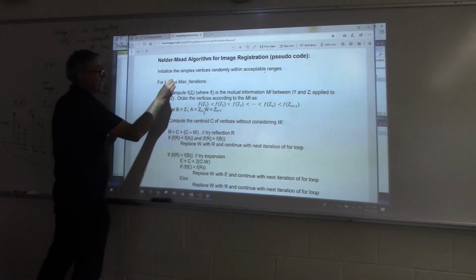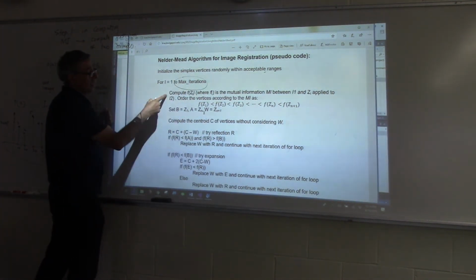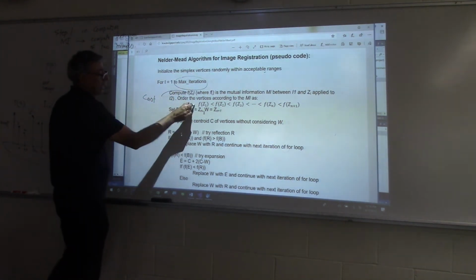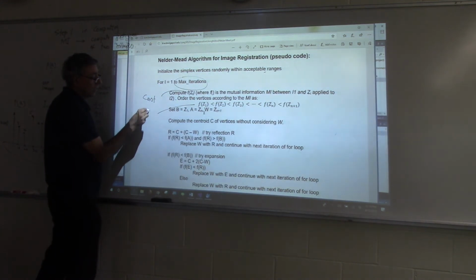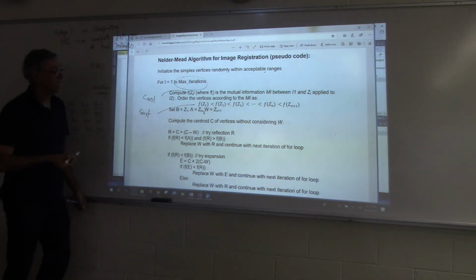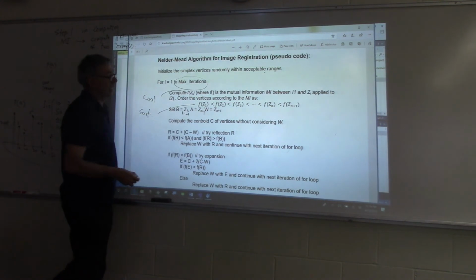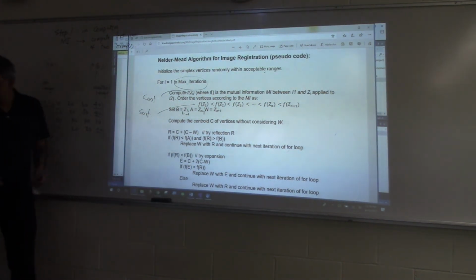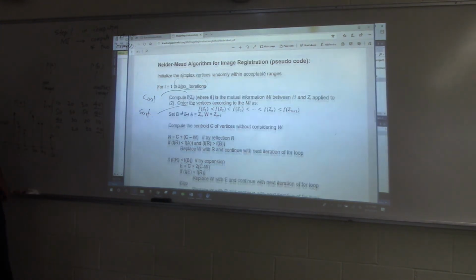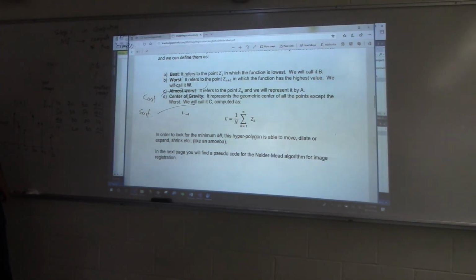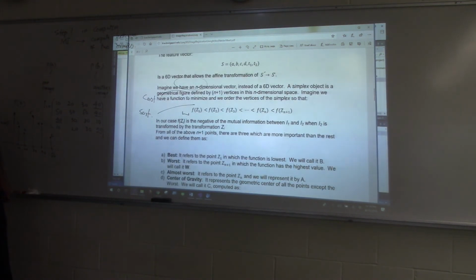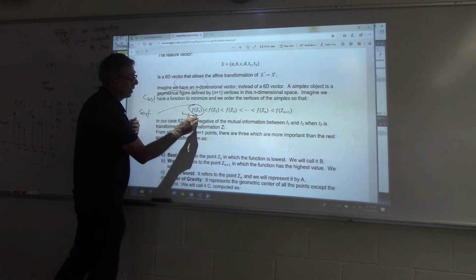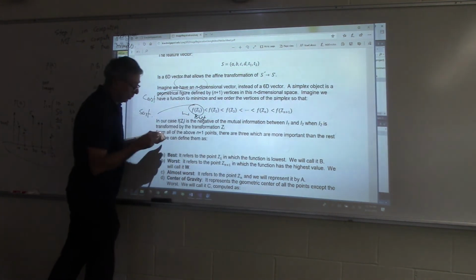Then we basically repeat: compute the cost, and sort them by the cost. Then the best, in this case, I assume to be Z1. Because we have a negative, the lower cost will be our best, and this will be our worst.